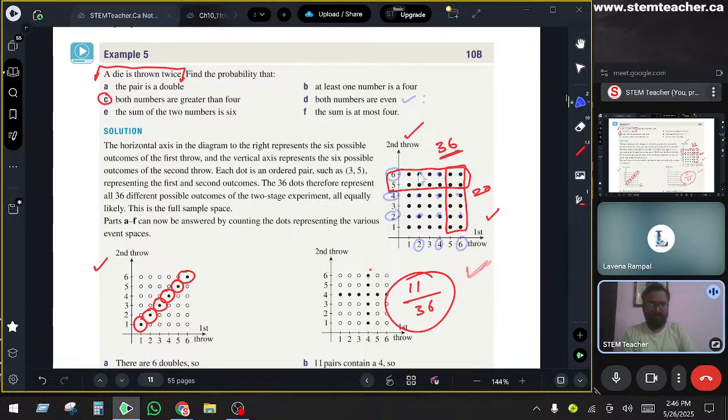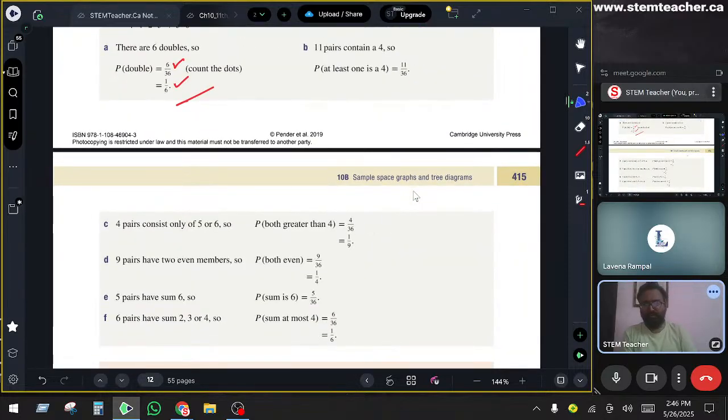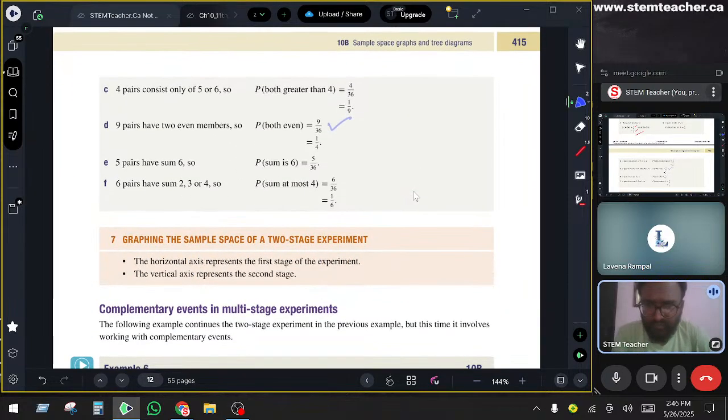So if you get 9, it is 9 over 36, which is 1 over 4. Similarly, the rest you can understand.